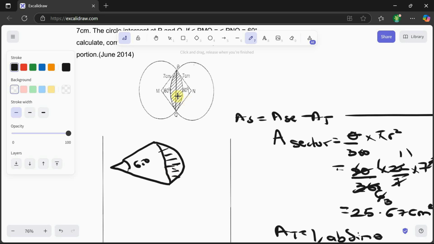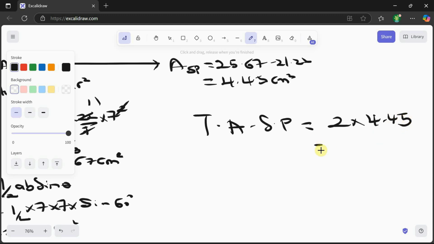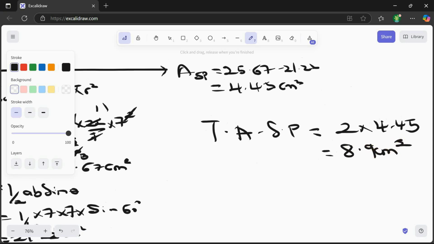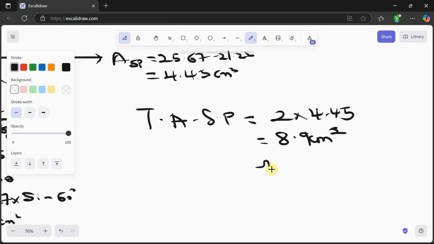But we'll have two of it, so the total area of the shaded portion would be 2 times 4.45, right? And that will be 8.9 centimeters squared. You must be very careful, don't use meter with centimeter. So correct to the nearest whole number, it is approximately 9 centimeters squared. Let's see if we're correct.